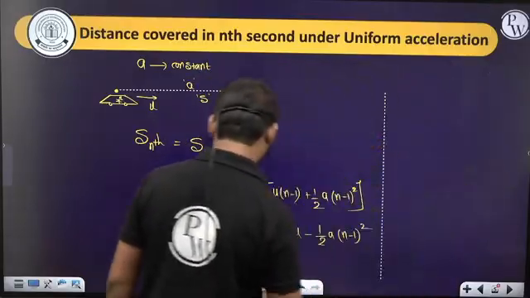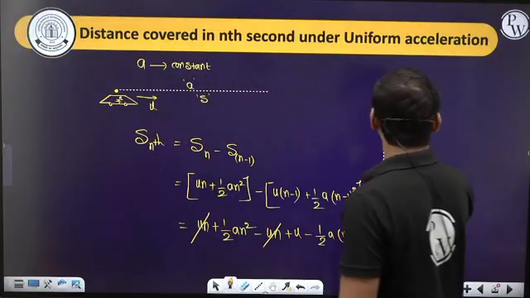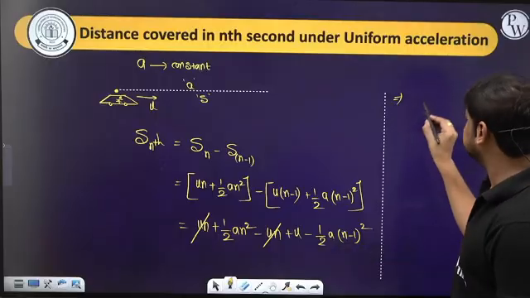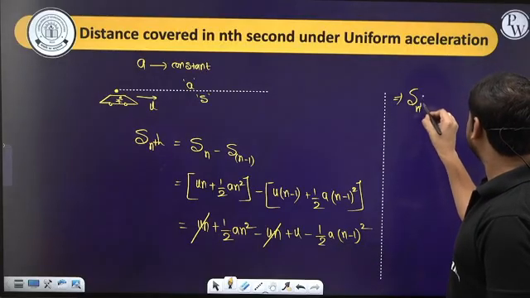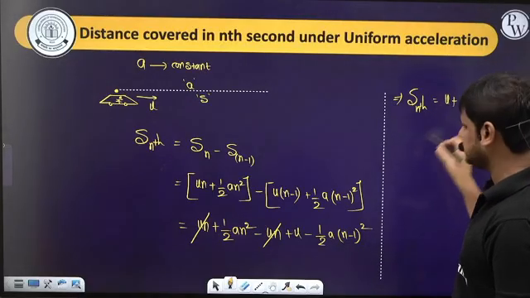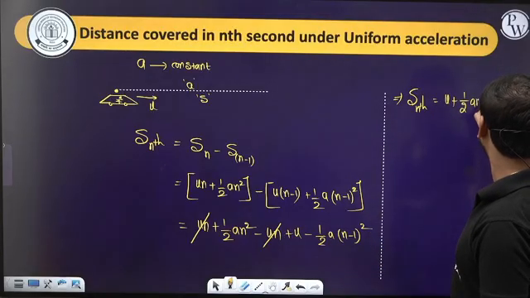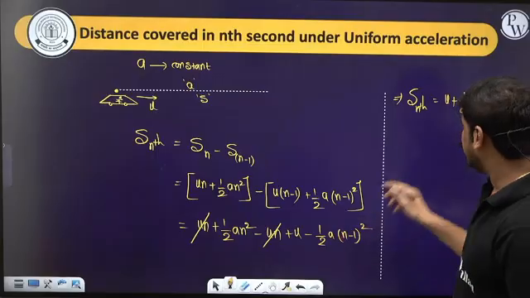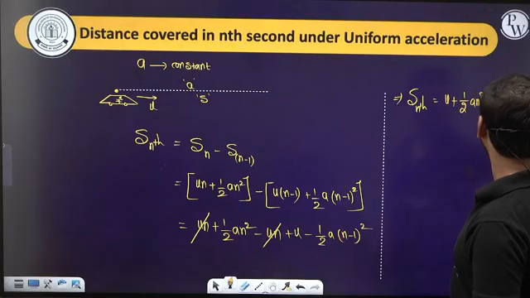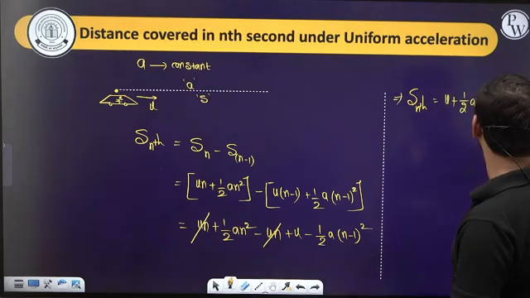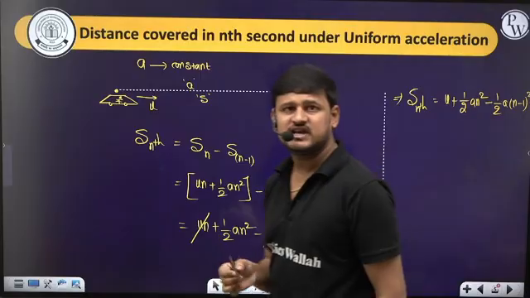We already know that formula. So now I am writing. Let's write this u at the start. The distance covered in the nth second will be equal to u plus half an square minus half a into n minus 1 whole square. This part is clear till here.